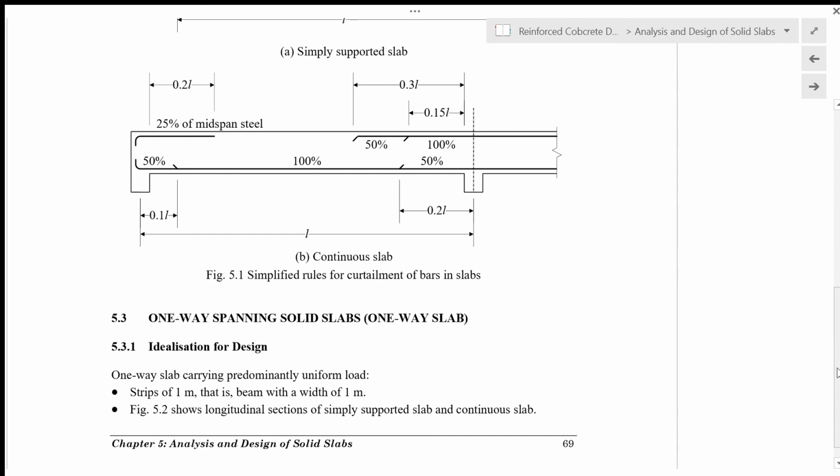The idealization of design is as follows. For a one-way slab carrying predominantly uniform load, strips of 1 meter, that is, a beam with a width of 1 meter, is used in the analysis and design. Figure 5.2 shows longitudinal sections of a simply supported slab and a continuous slab.